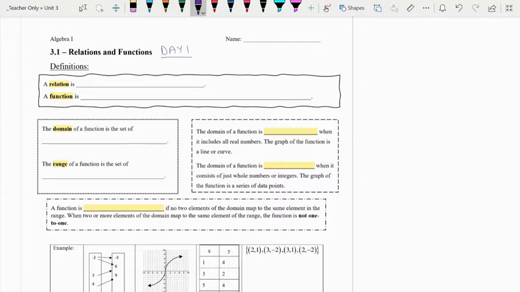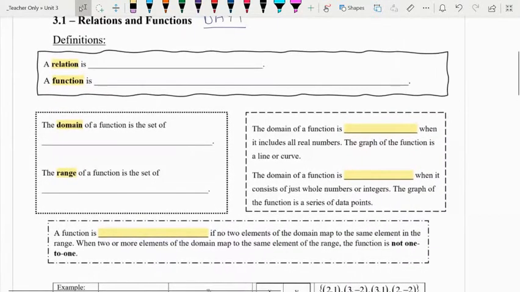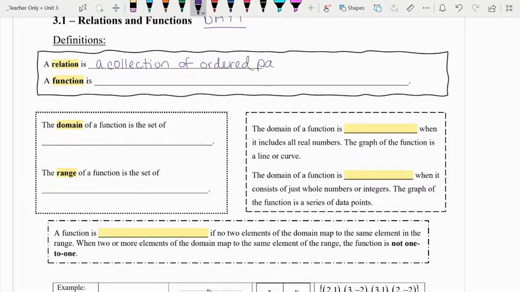A relation is pretty much anything that we're going to talk about here. So it's just a collection, I'm going to say, of ordered pairs. As long as you have x's and y's, you have this data set, you're going to have a relation, which is pretty much everything that you're going to see moving forward.